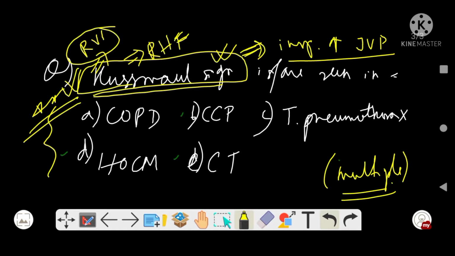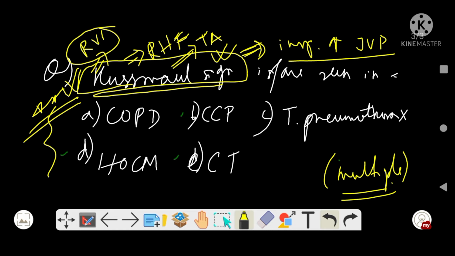Now coming back to the point: in which conditions will you see Kussmaul sign? First thing, just remember that it is seen in right heart failure or right ventricular infarction. So automatically you can say that tricuspid atresia is a condition where you can see Kussmaul sign, because just now I told that it is seen in conditions of right heart failure, right? And the tricuspid valve is more or less on the right side of the heart, right?